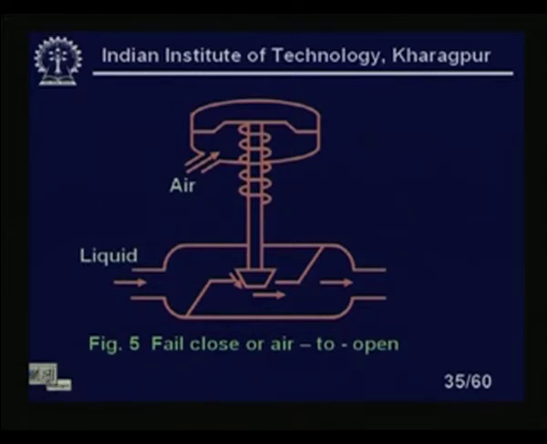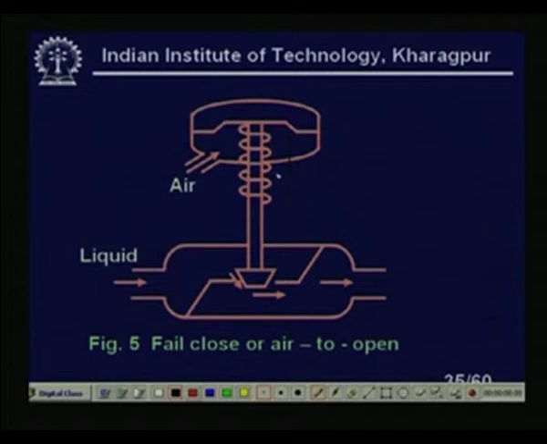Suppose there is no air, then what will happen? The spring will try to open, so it will push the stem downwards, so that this plug will totally sit on the seat, so there is no flow of fluid, air or liquid through this region. Now if I put the air, then what will happen? The diaphragm will go up, so the stem will move up, so the liquid will start to flow through this one. So this type of thing is called air to open.